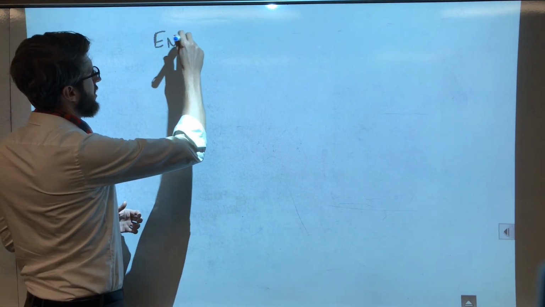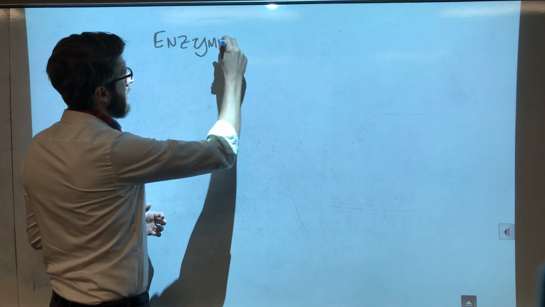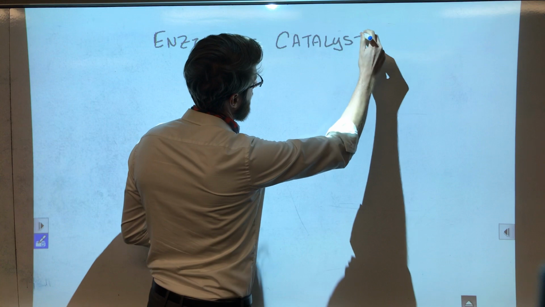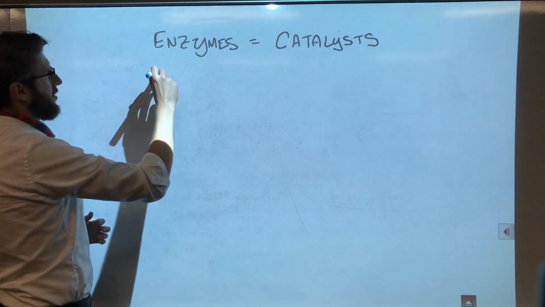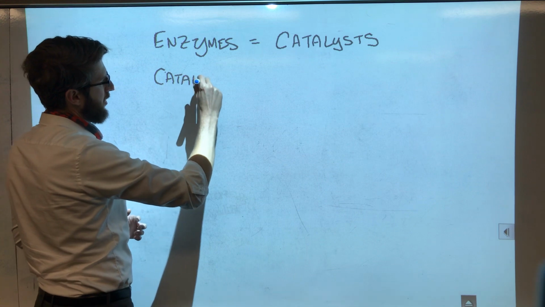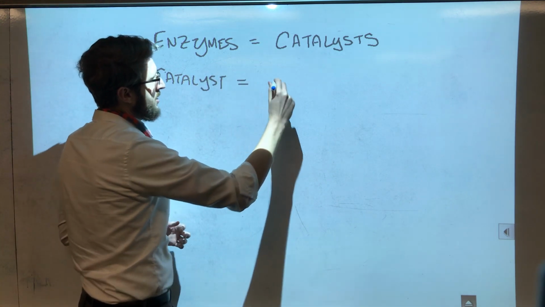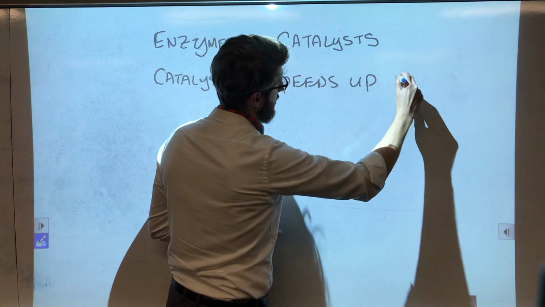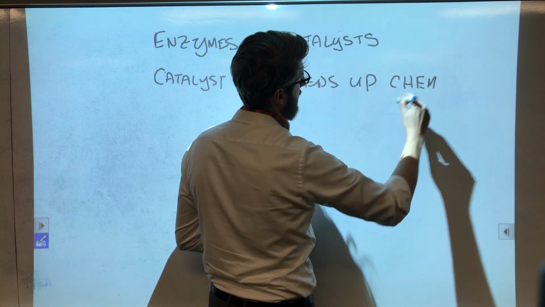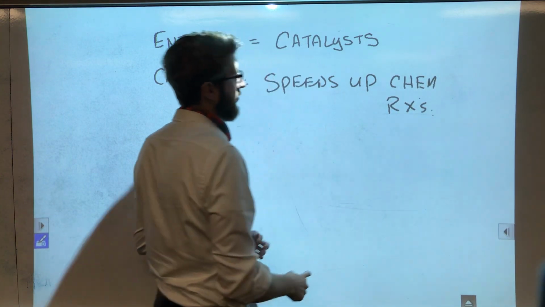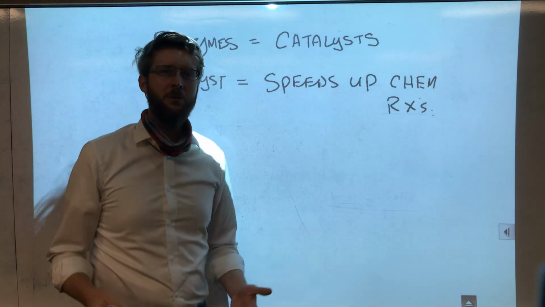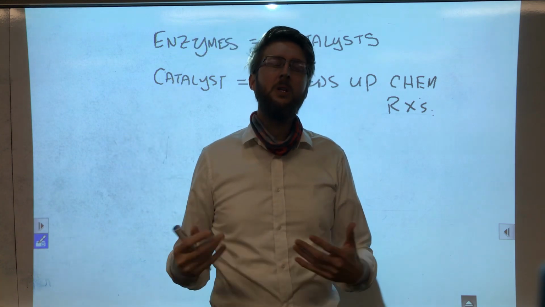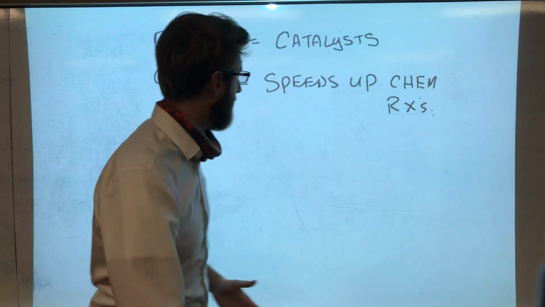Enzymes are these things that we call catalysts. And a catalyst is something that speeds up a chemical reaction. Okay, that means it speeds up chemical reactions. But it's not enough to just know that it speeds up chemical reactions. We need to understand why, okay?